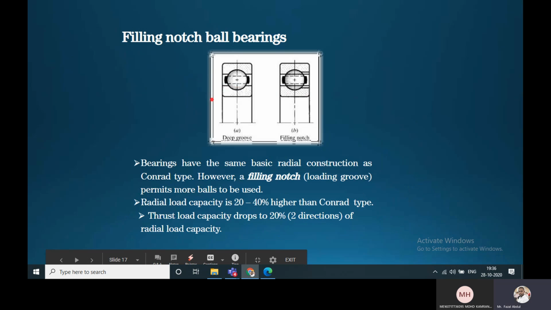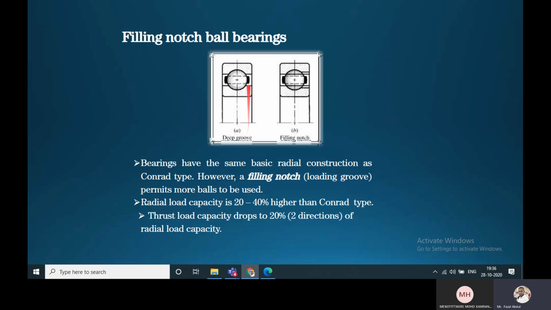Filling notch bearing. A filling notch bearing is the same as a deep groove ball bearing, but one notch will appear here. See here, one notch will appear. So what is the use of the notch? Whenever the balls break, we can take them out and insert new balls. So that is a filling notch bearing.